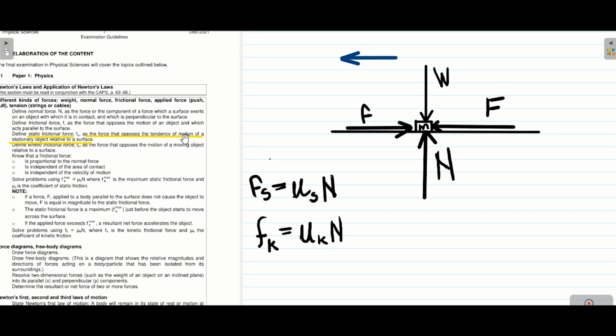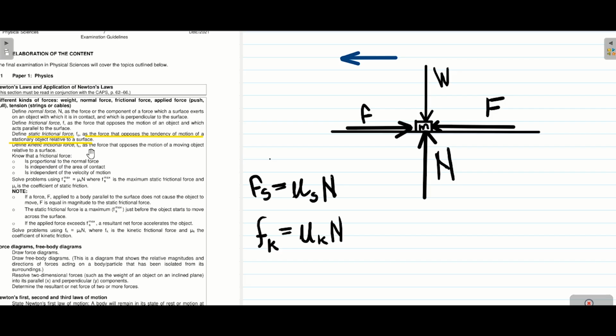So it's the force that opposes the tendency of motion. This object is not in motion, it has the ability to move. And that's what the tendency of motion means, of a stationary object. So the object is not moving, and it's always a force that's relative to the surface.